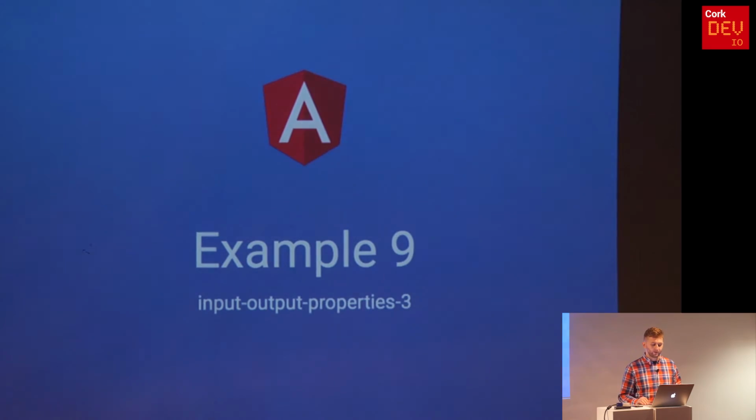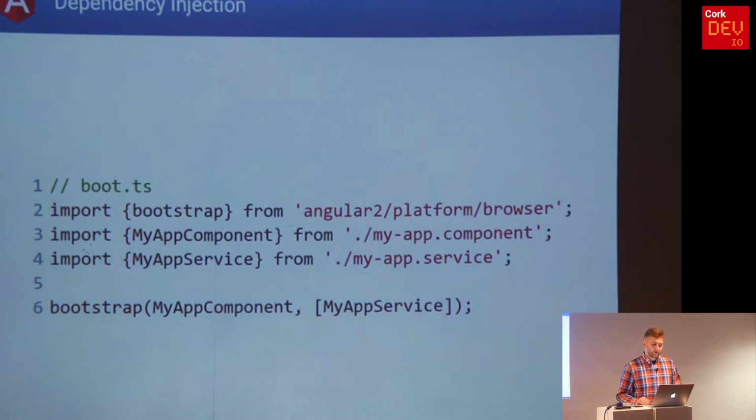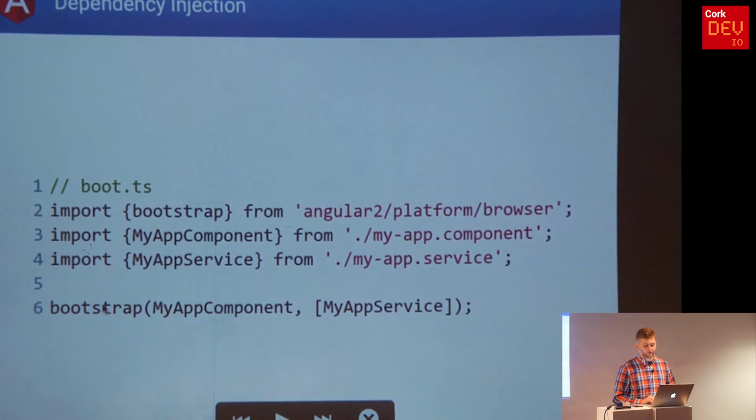Okay, so we know how to provide two-way data binding. We know how we can communicate between components. And Angular comes with a powerful dependency injection mechanism. So when we start our application using the bootstrap function, the second argument will be the array of all the dependencies that our application needs. In this case, just my app service.